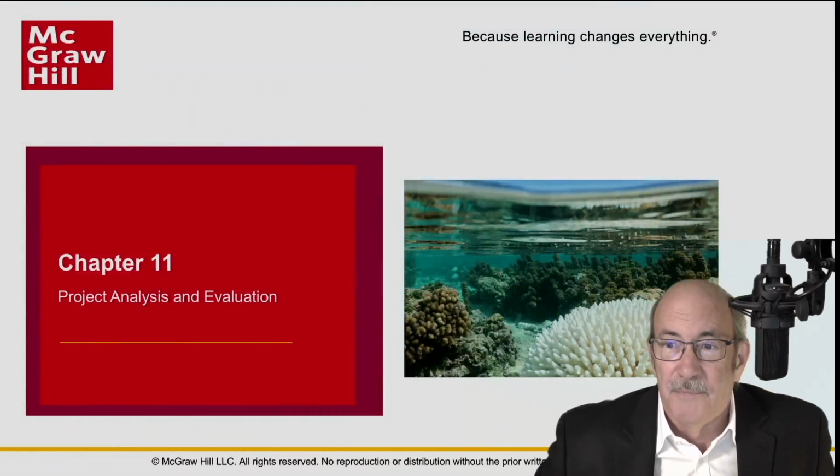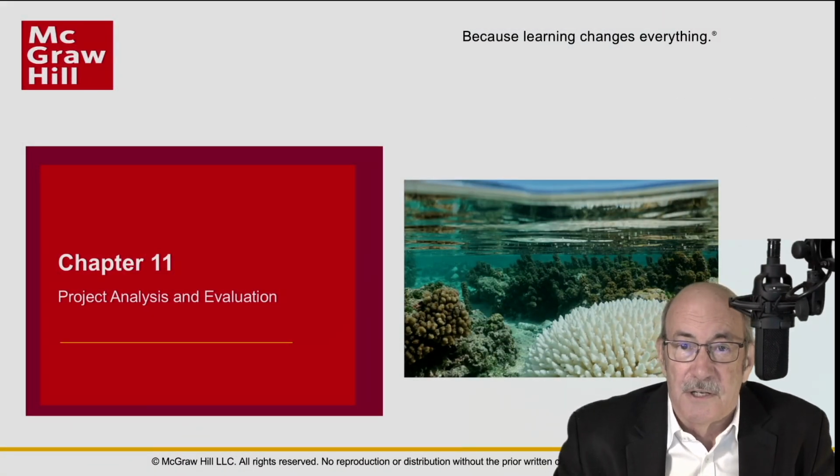Today's chapter is looking at a variety of sensitivity and scenario analyses, degree of operating leverage, soft and hard capital rationing, things of that nature. This is chapter 11 out of Ross, Westerfield, and Jordan. So let's get right to it. I'm going to shift over to the slides, get out of the way here, and we'll get started.